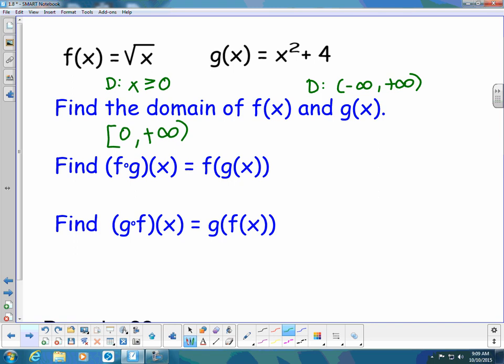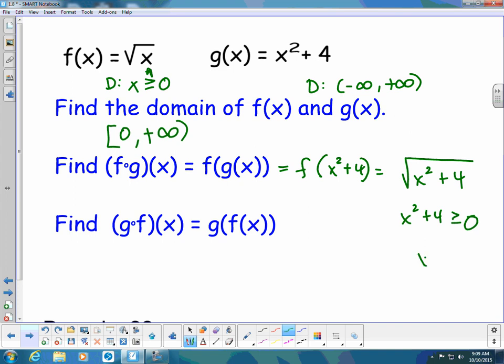All right, what if we want to find f of g of x? So that means we want to find f of x squared plus 4, and that would be take that x squared plus 4 and plug it in wherever you see an x in the f function. So I'm going to plug x squared plus 4 in there. I take the x out and I replace it with x squared plus 4. Now what's the domain? Well, the domain for the g of x function was negative infinity to positive infinity, but now I have this square root, so I need to make sure that x squared plus 4 is greater than or equal to 0.